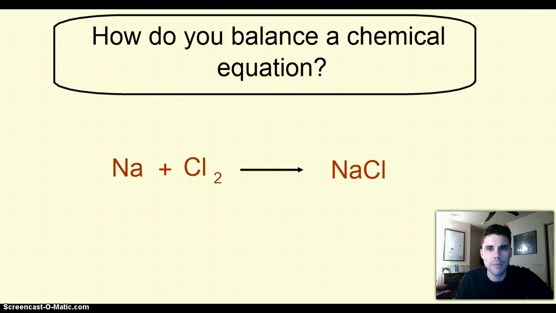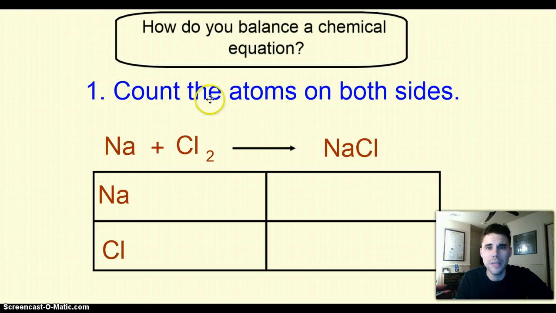The first step to balancing this chemical equation would be to count the atoms on both sides. I use this graphic organizer and I will provide this for you on any kind of test or quiz, and I'll encourage you to use it. This table gives me some room to write down and count the atoms on both sides. So let me try doing that.